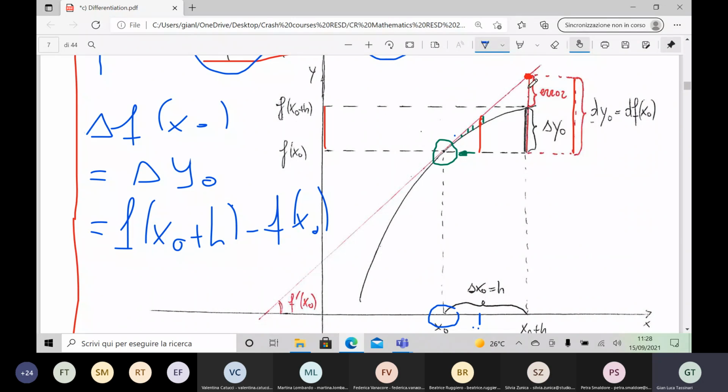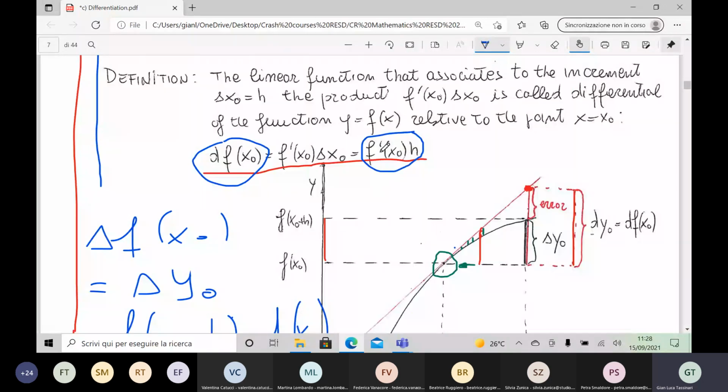Okay, so which is the meaning of the differential? It is the estimated change in the function as x passes from x0 to x0 plus h, and it is given by the product between the instantaneous growth rate, or slope of the tangent line at x0, times the length of the change in x considered. Okay, that being said, there are some quantities very important in economics.